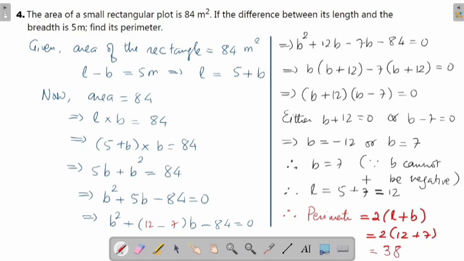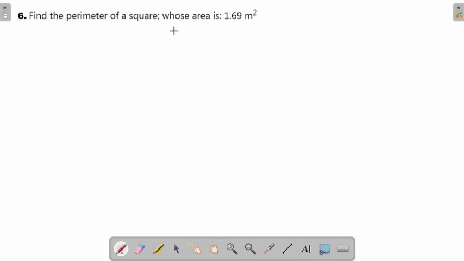What will be the unit here? Unit is meter, because you are dealing with meter. So that's why your perimeter will be 38 meter in this case. Pause the video and note down your solution. Let's move to the next easy question.